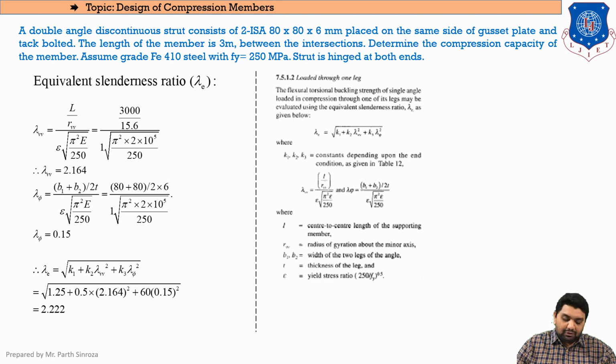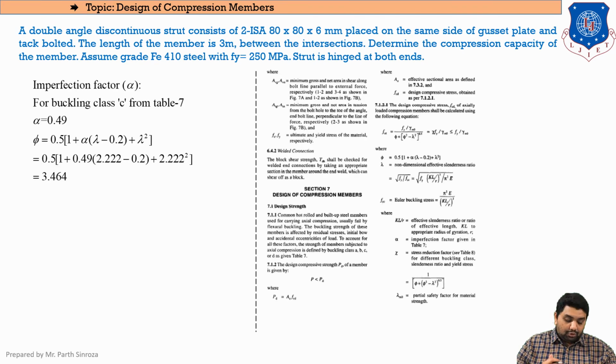Yeah? So after solving this, using lambda E and the equations given on page number 37, we'll be finding the value of phi. For phi, we'll first focus on the imperfection factor, as we have seen earlier too. The imperfection factor for angle will always be equal to 0.49 because it belongs to buckling class C, and for buckling class C, alpha will always be equal to 0.49. After solving this, we get the value of phi to be 3.464, and after getting the value of phi, we'll focus on the term FCD.